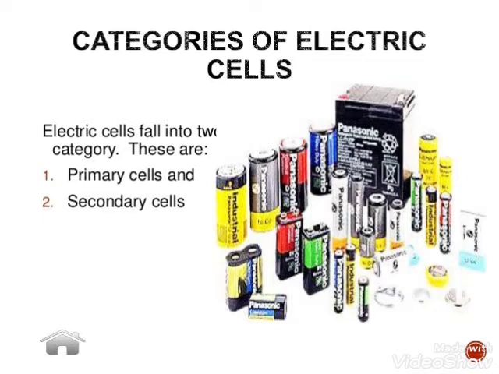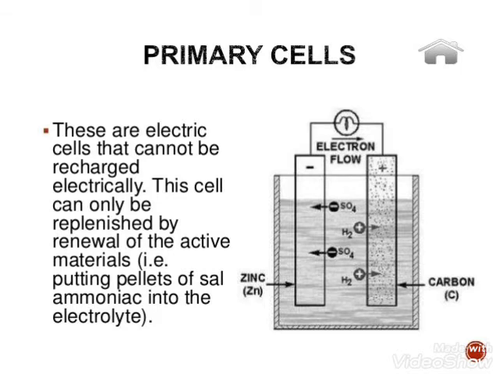the primary cells and the secondary cells. Electric cells fall into these two main categories. Let us talk about the primary cells first. The primary cells are electric cells that cannot be recharged electrically. Just like we recharge the battery of our phone, we recharge different items, but these primary cells cannot be recharged. This cell can only be replenished by renewal of the active material present in it.